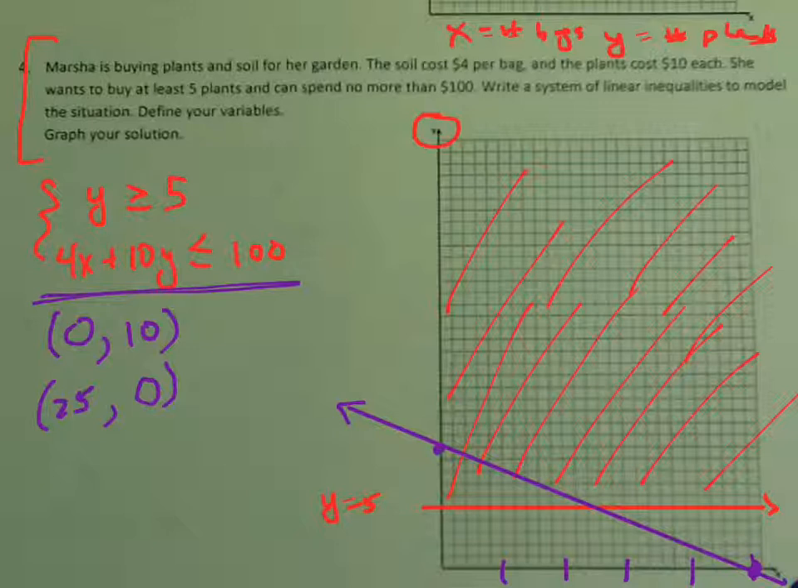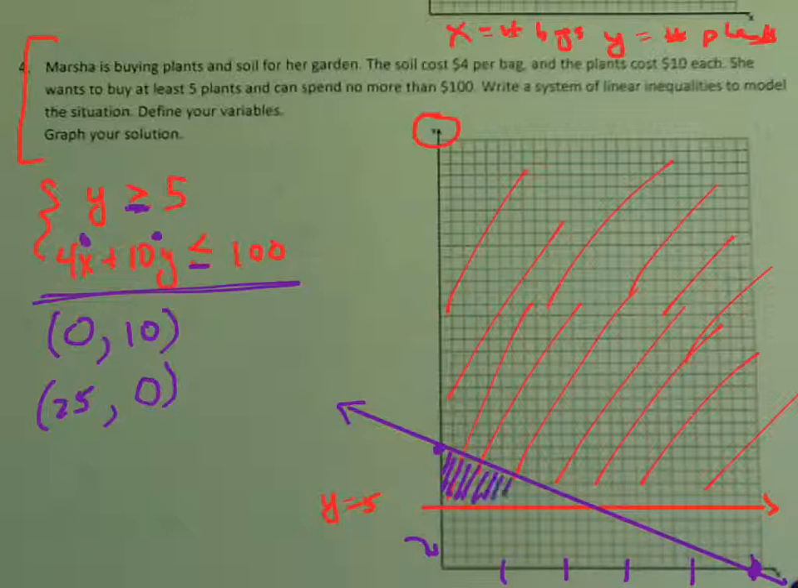Now, are those solid or dotted lines? Those are going to be solid lines because they have the equal to signs underneath them, both of them. So those are going to be solid lines. Now, is this going to be up or down from here? Let's find out if 0, 0, which is that point right down there, makes this true or not. Is 0 plus 0 less than 100? Is that true? Yes, it is. So it goes down.